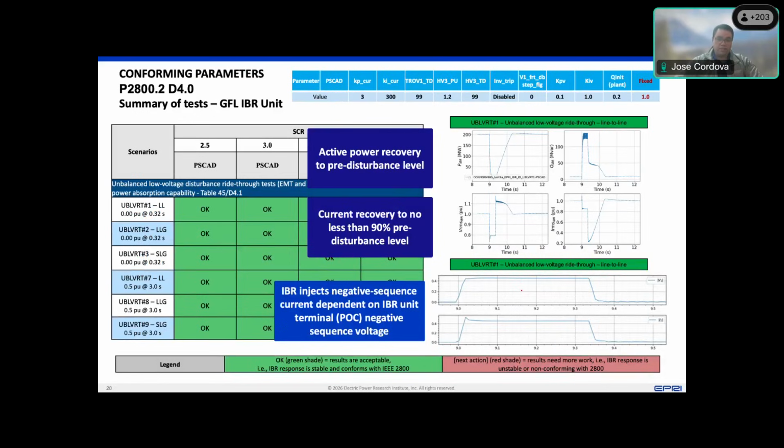So you can say that this is only one example of the tests performed. However, you can say that also the IBR plant actually conforms with the test selected and performed here. Let's go next.